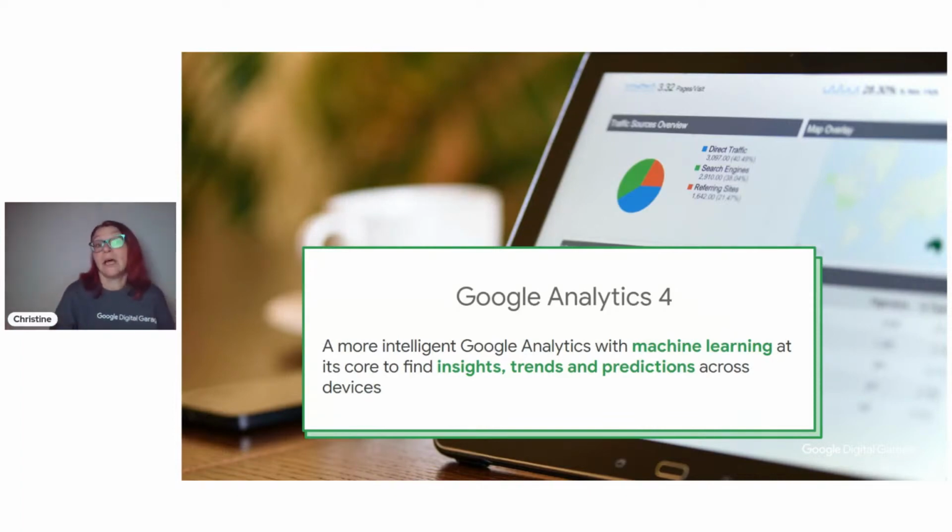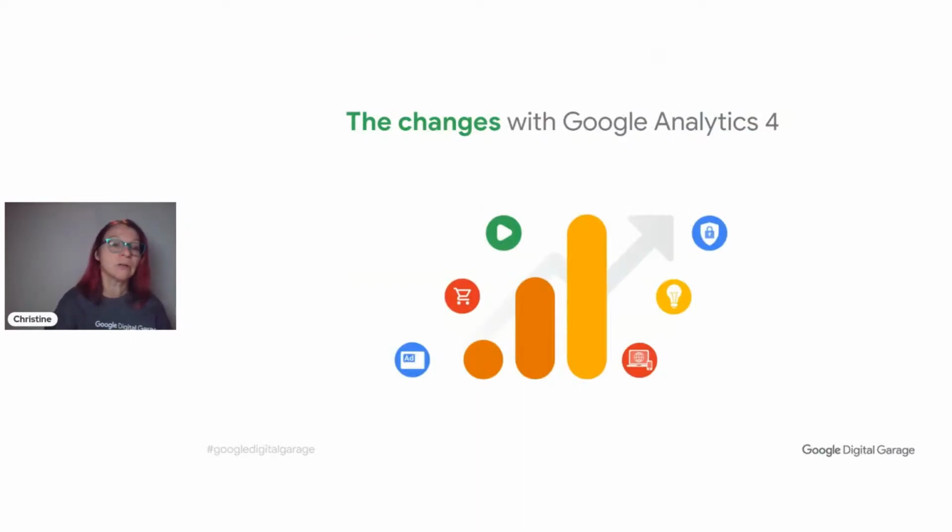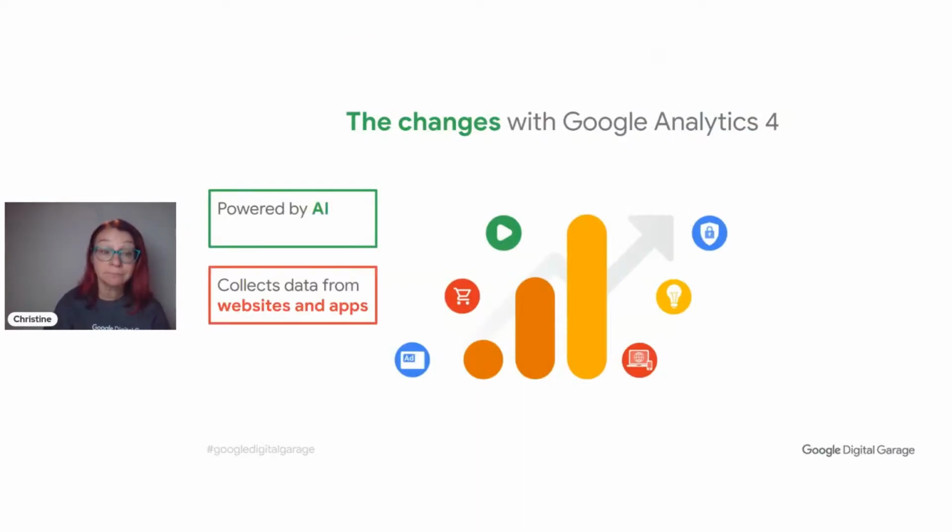So Google Analytics 4 is a more intelligent update. It has machine learning at its core, helping you to find the insights and spot the trends. It can analyze the data and say, oh, have you had a look at this one? So it's really useful if you have different platforms and different devices. Google Analytics 4, powered by AI, helps you to get those actionable insights. It collects data from different sources. It's not just from your single website. It will pull in from apps and mobile and that sort of thing.